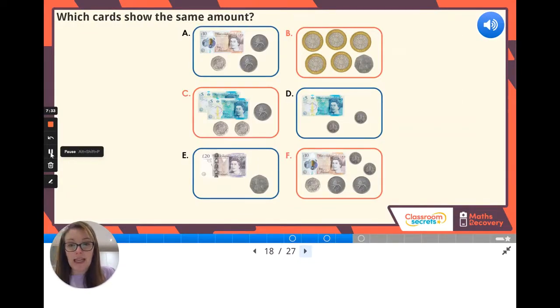So the answers then, we can see that box B, box C and box F, those three boxes are showing the same amount in three different ways. So each box is showing £10 and 50p. So well done if you said those three boxes, fantastic.